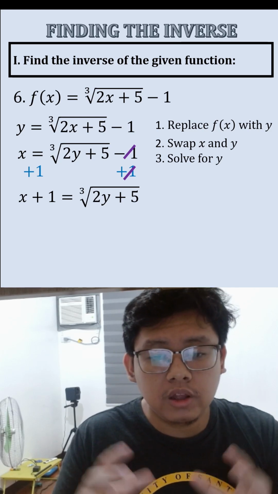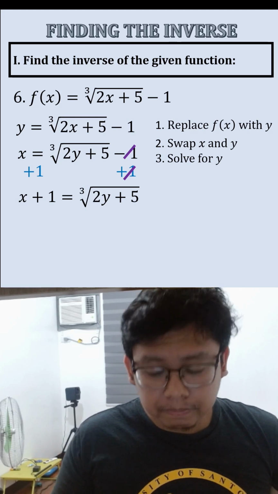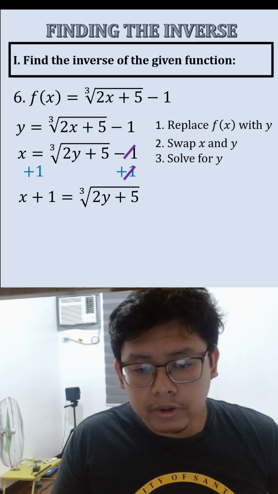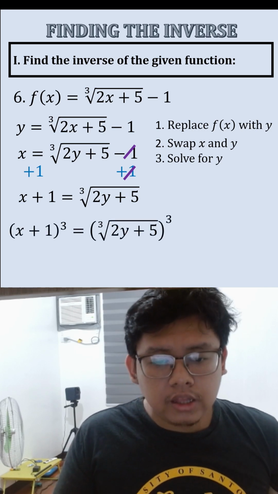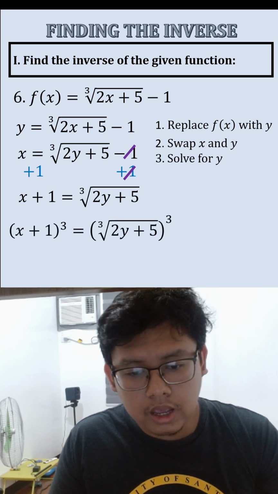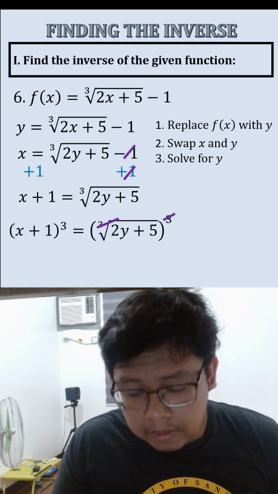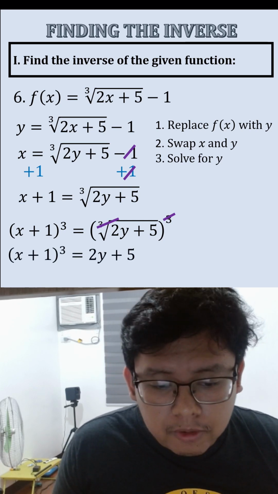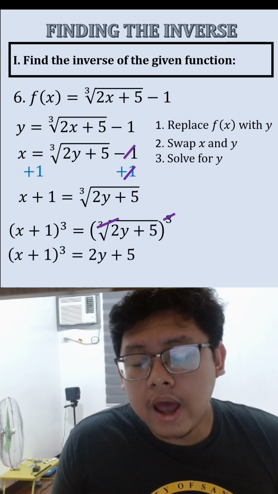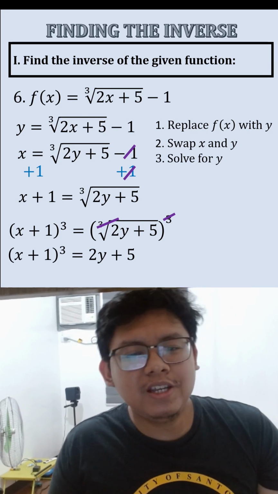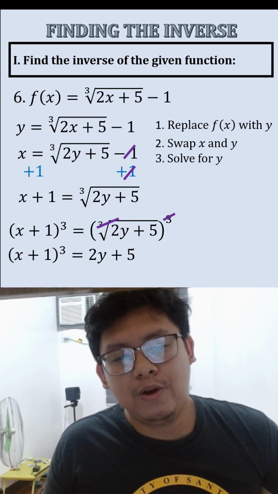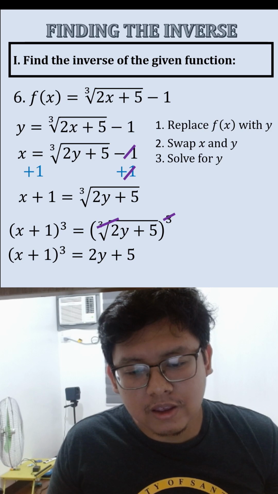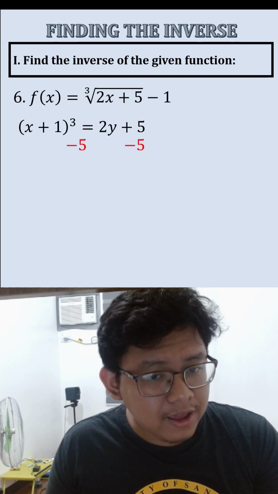Now we focus on the cube root symbol. We will be using the cube property, which is we get the cube of both sides. Okay, we can cancel the exponent and the radical sign, and giving us the cube of the sum of x and 1 is equal to 2y plus 5. Then we proceed to removing the constant 5. So we subtract both sides by 5.